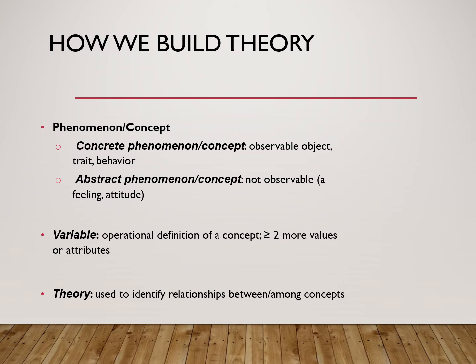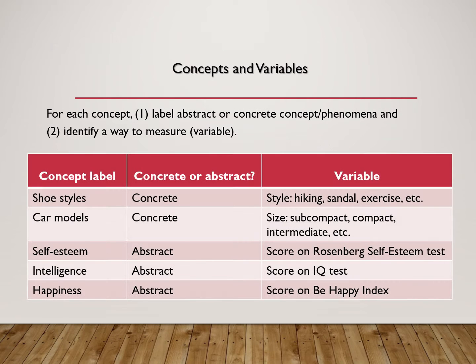Next, we'll talk about theory, and it's used to identify the relationships between or among the concepts, and we'll come back to this later. So let's take a look at a couple examples. To the left, we have the concept label, and we'll look at shoe styles, and at the bottom, we'll look at happiness. Then it tells us if it's concrete or abstract, and then we'll look at the variables.